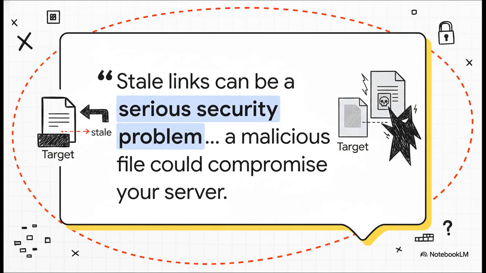Now for a quick but really important word of warning, especially with symbolic links. A broken or stale link can be a genuine security risk. Imagine a soft link pointing to a file that gets deleted. An attacker could potentially swoop in and create a malicious file with that exact same name. Now your system thinks it's running a trusted program, but it's not. So always be mindful of where your symbolic links are pointing.